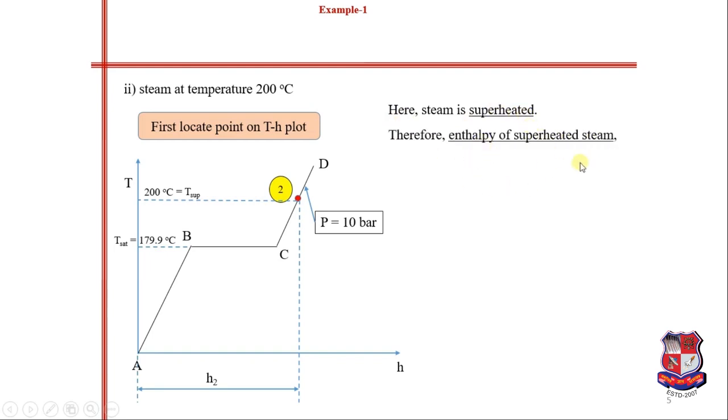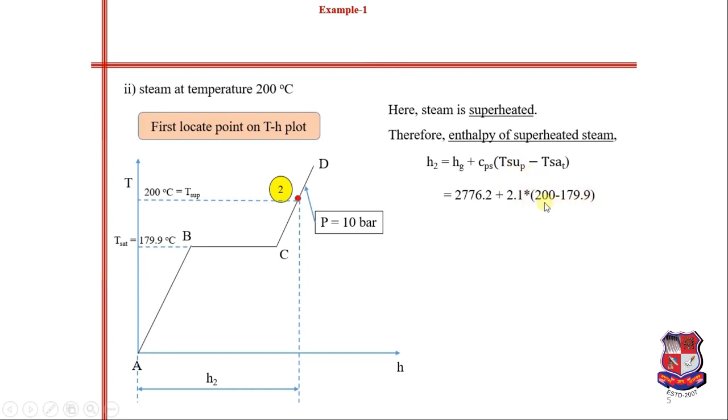Therefore, the enthalpy of superheated steam, meaning the enthalpy of point 2, is Hg, the enthalpy up to point C, plus this remaining portion, that is Cps times T super minus T saturated. Hg we have already found from the steam table. The value of Cps is given in the data, multiplied by T super minus T saturated.